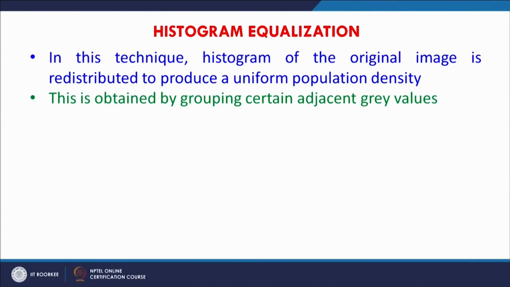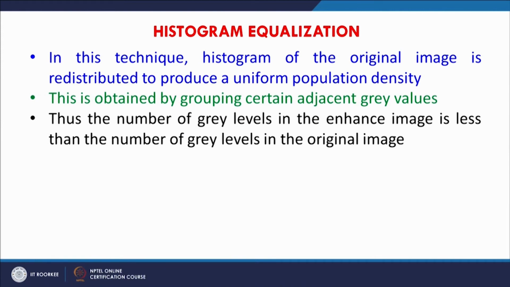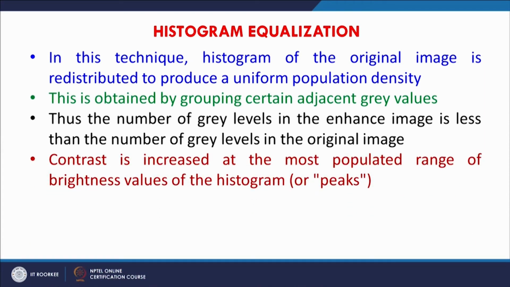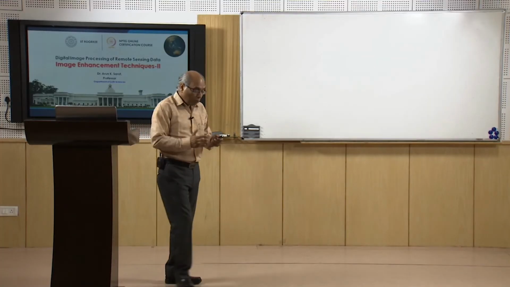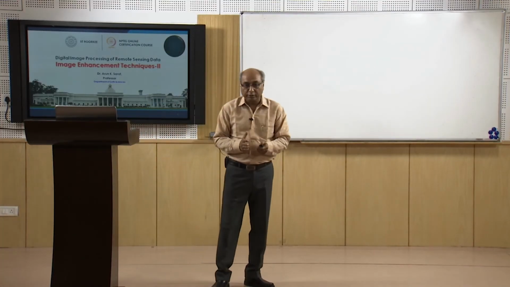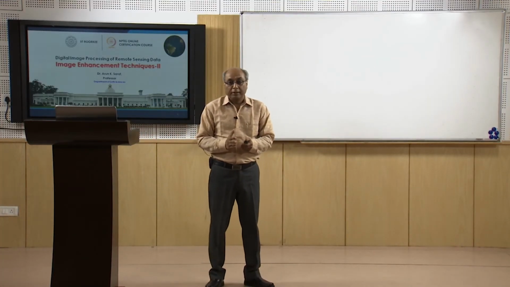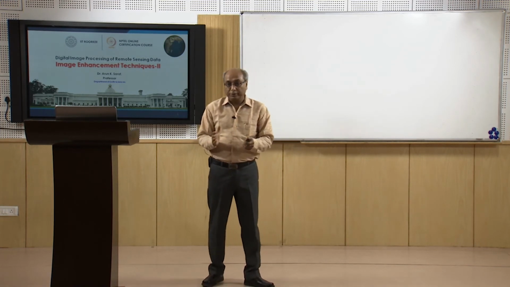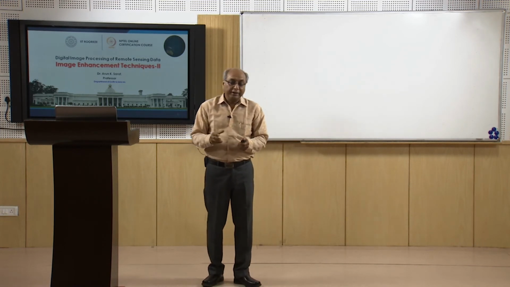This is obtained by grouping certain adjacent gray values, and thus the number of gray values in the enhanced image is less than the number of gray values in the original image, and contrast is increased at the most populated range of the brightness values. So wherever most of the pixel values are in a histogram, there the contrast would be the maximum, and that is the real target actually.